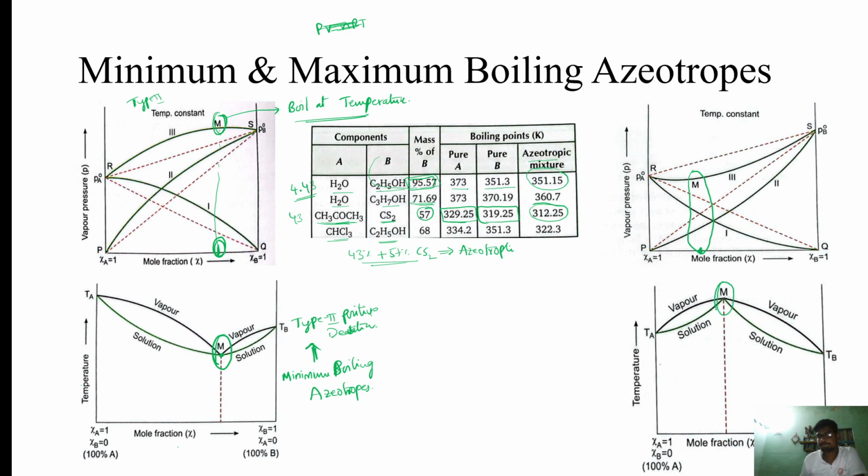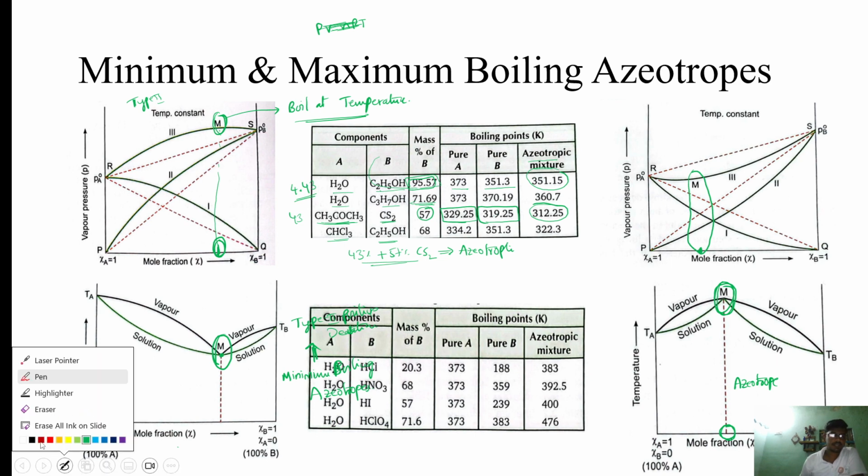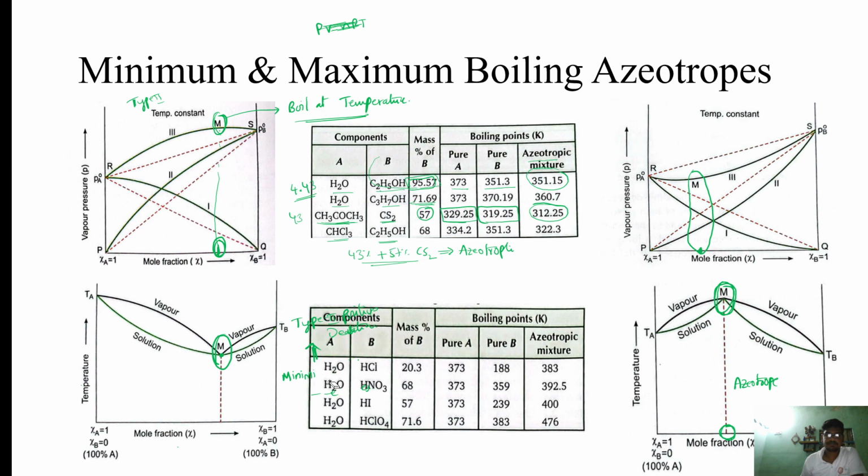See here. These graphs are very important. Hope you understand these graphs. These are simple graphs but convey a lot of messages. See, at this particular composition, the mixture will act as an azeotrope. And what kind of azeotrope is it? It is a maximum boiling azeotrope. And a few examples are here.